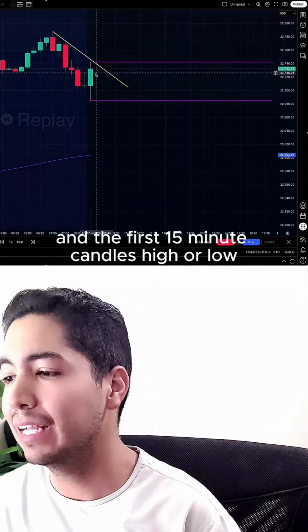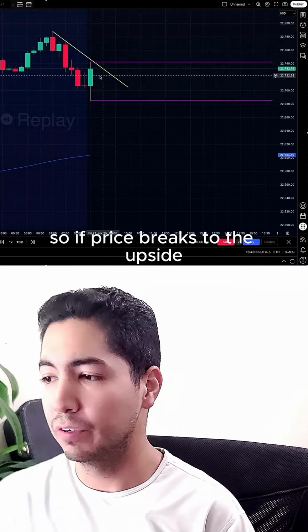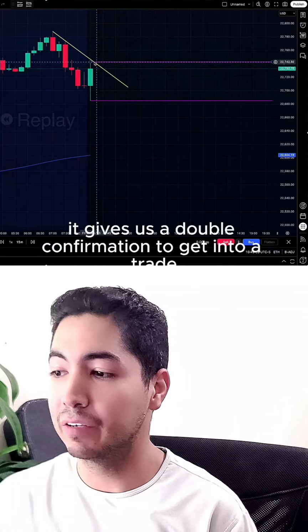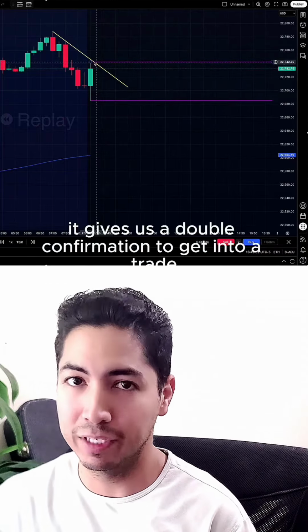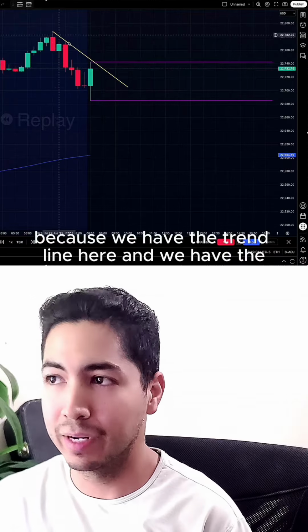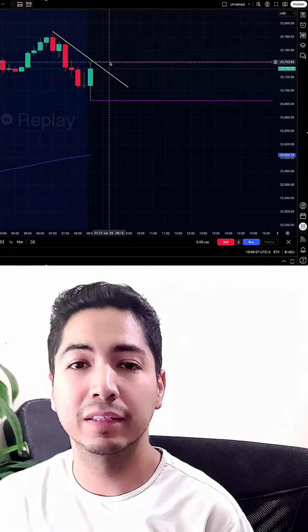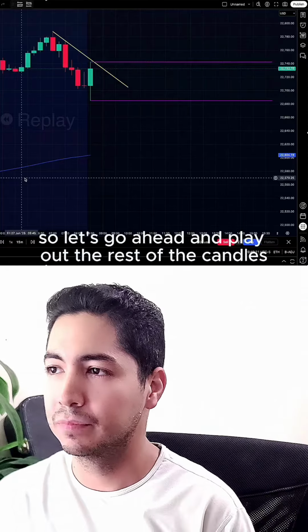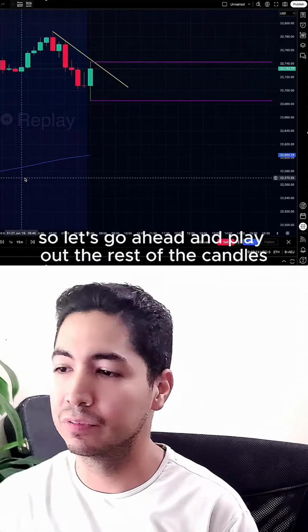So what we're looking for now is a break and close above the trend line and the first 15-minute candle's high or low. So if price breaks to the upside, it gives us a double confirmation to get into a trade, because we have the trend line here and we have the high of the 15-minute candle. So let's go ahead and play out the rest of the candles.